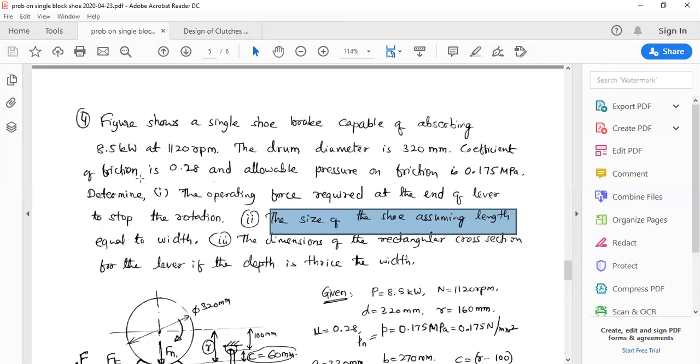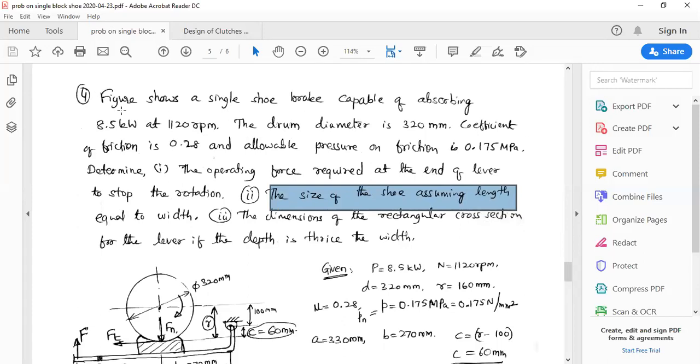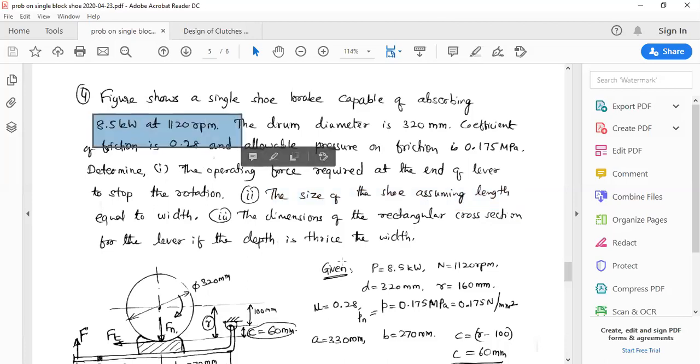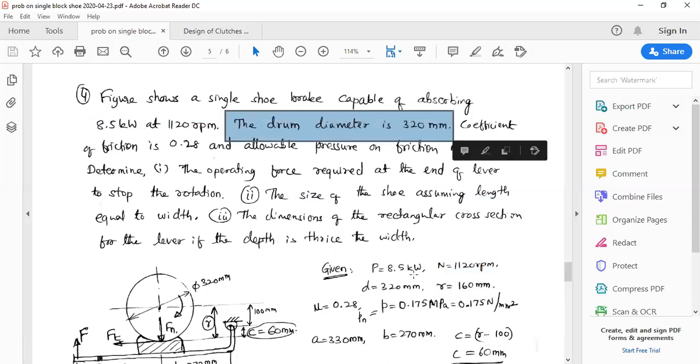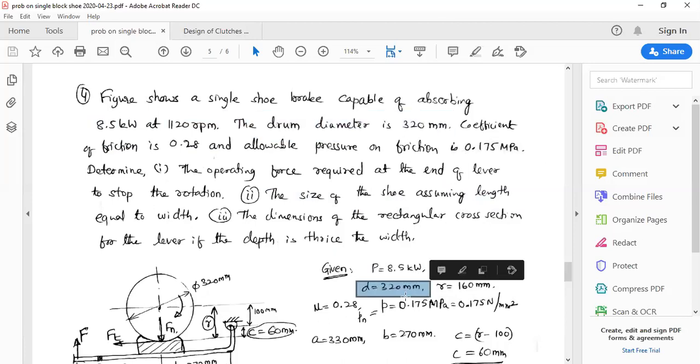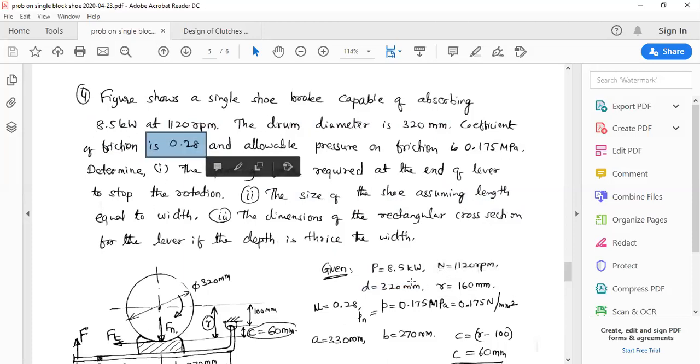With respect to this, the figure is given for this particular problem, and it is capable of absorbing a power of 8.5 kilowatt at 1120 rpm. So power P is given as 8.5 kilowatt, and the rpm of the drum is given as 1120 rpm. The drum diameter is 320 mm, so D is equal to 320 mm. The coefficient of friction is given as 0.28.